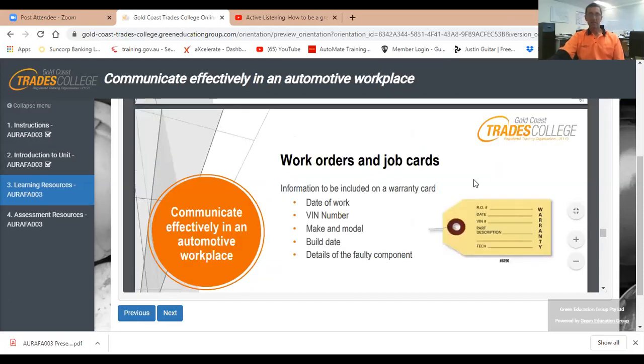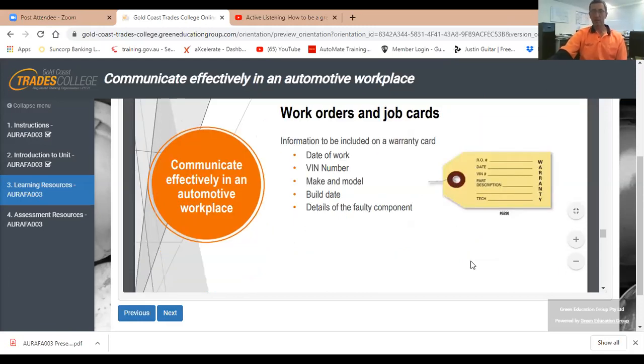Warranty cards. This is another form of non-verbal communication. It might be a label like that. It's going to have the date of work on there. You might put the VIN number of the car, the make and model, the build date, the details of the faulty component. Something else you'd probably put on that part is how many kilometres the car's done once that component has been removed. That's a typical warranty card. Another form of non-verbal communication in a workplace.